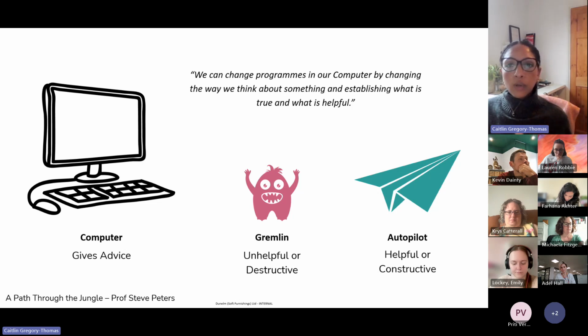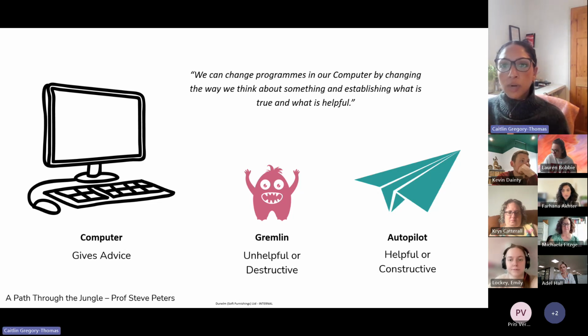So you can see here the quote at the top. So we can change programs in our computer by changing the way we think about something and establishing what is true and what is helpful. So we can replace gremlins with autopilots. And actually, the only way that we can get rid of gremlins is to replace them with autopilots.